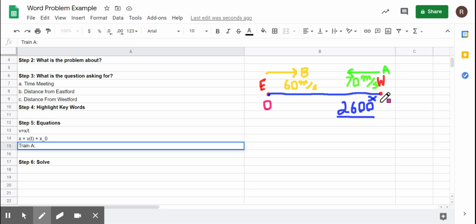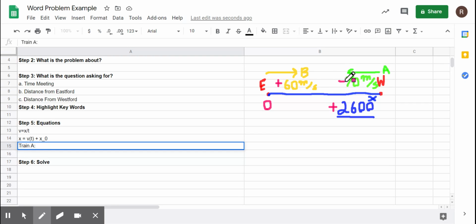So this is going to be positive 260. And I'm moving in a positive direction, so this is going to be positive 660. That makes sense, right? Because it's going up the number line. Okay, let's go ahead and take a look at this. Now, because this train is moving down the number line, this is going to be negative 70.